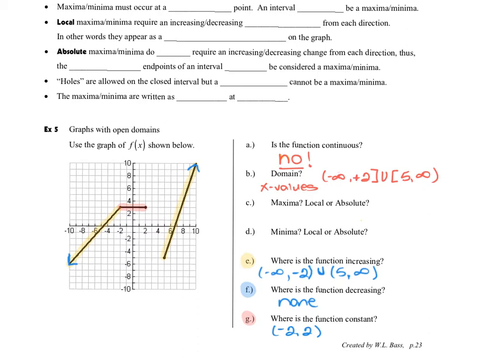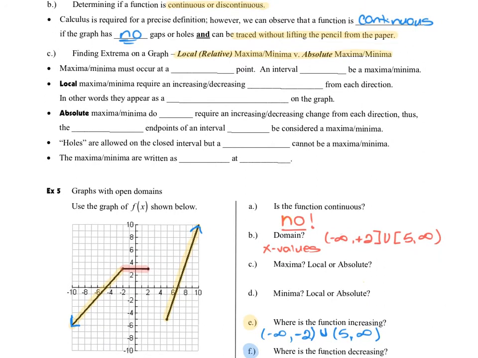Sorry about that. Now the last thing that we need to talk about is max and min. These can get a little bit confusing for students, so let's go up here and look at our max and min. Our max and min are going to occur at a single point. A max and a min have to be a single point. You can't have an entire interval that we consider a max or a min. So an interval cannot be a max or min, even if it looks like there's a big high plateau.